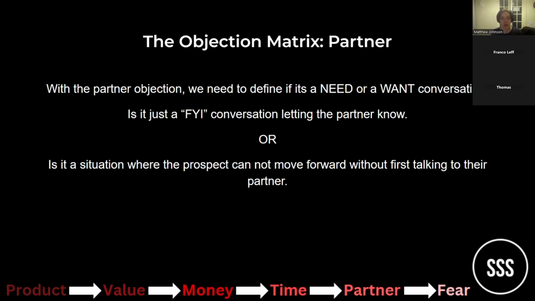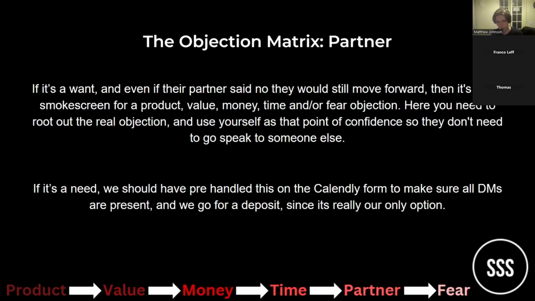And of course, a want objection here, as you'll see, is very much easier to overcome than a need. Okay, so if it's a want, and even if the partner said no, they would still move forward. That's where you want to position it. Then it's a smokescreen for one of the other objections, right? It's a smokescreen for product, value, money, time, and such all fit. Maybe one of them, maybe all of them, maybe two, maybe three of them.